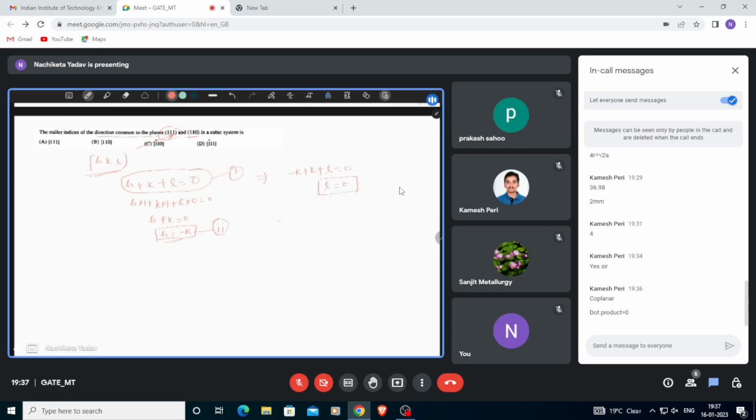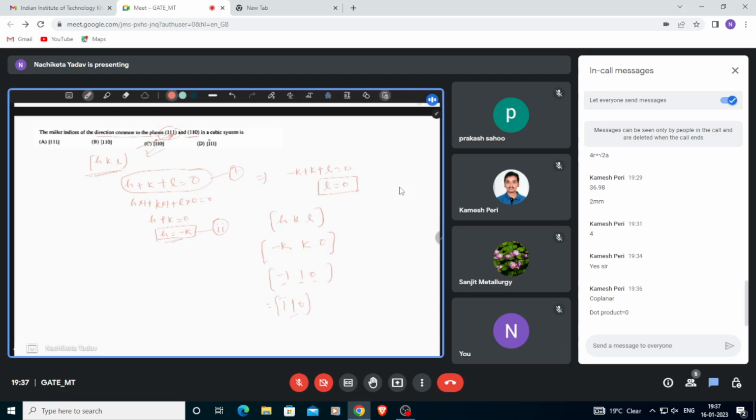So we have already assumed hkl as the Miller indices. The h value we know, minus k we can write. K is k and l is 0. If we take k common, we can write minus 1 1 0. This is bar 1 1 0. So option C is the right one.